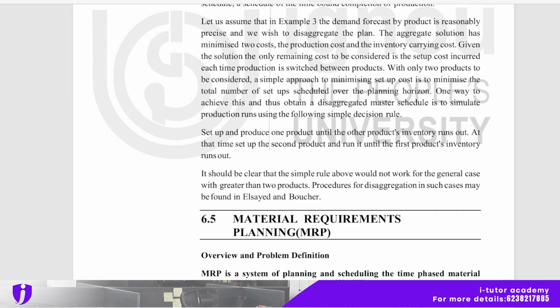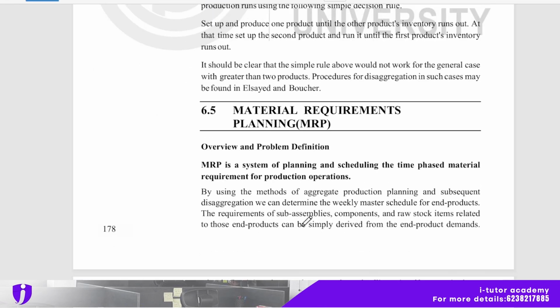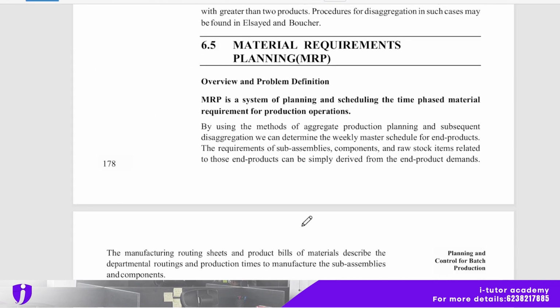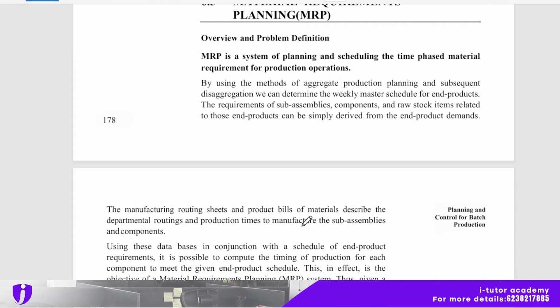So here is an example, please read this example, and it will be more clear for you. And the next section is Material Requirement Planning, that is MRP. Okay, all of you know what MRP is, right?